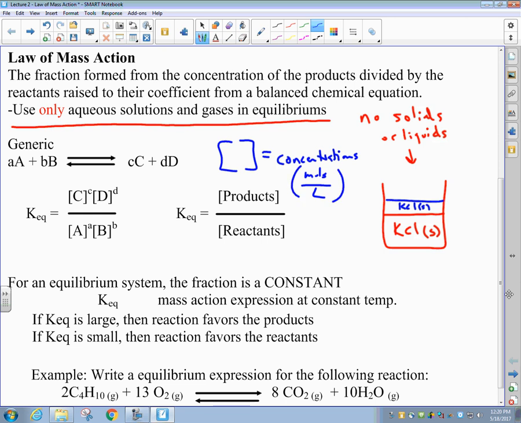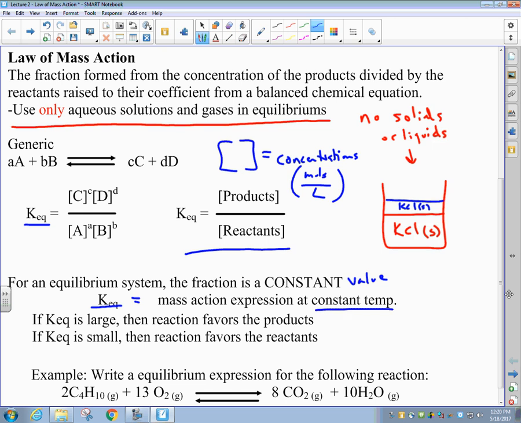Now, when we take the concentration of the products raised to their coefficient, in the generic example C and D, divided by the concentration of the reactants raised to their coefficients, we get a value. That value is called KEQ. We can determine where material is within our equilibrium by examining what that KEQ value is. More generally speaking, KEQ is the concentration of the products over the concentration of the reactants. For an equilibrium system, this fraction will be a constant value, and we call that constant value KEQ. KEQ is defined as the mass action expression.